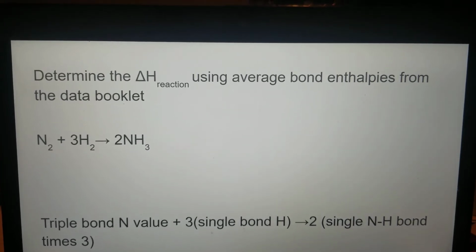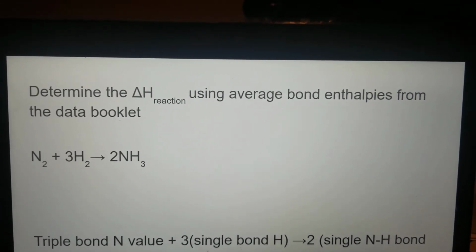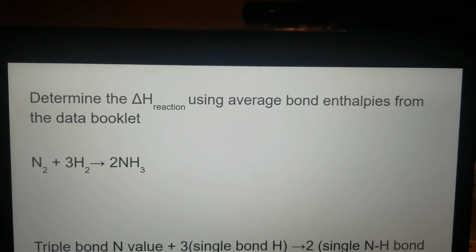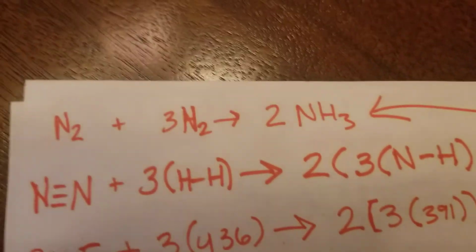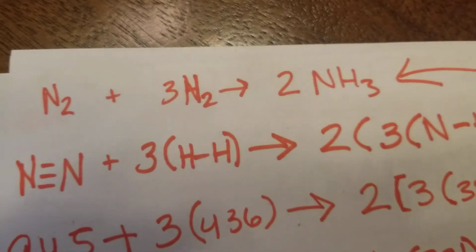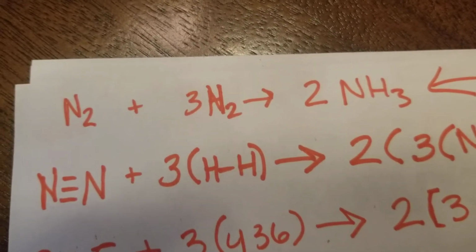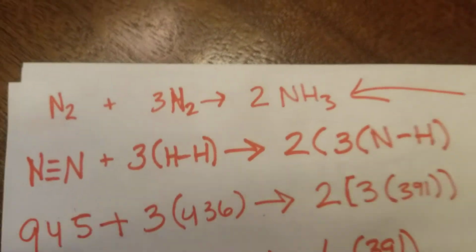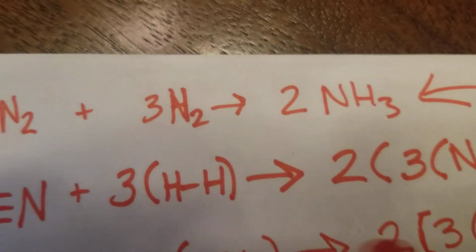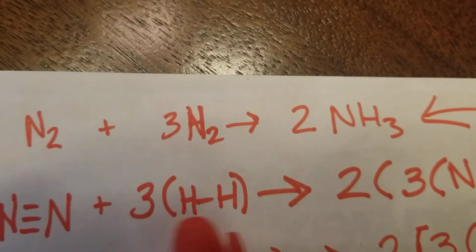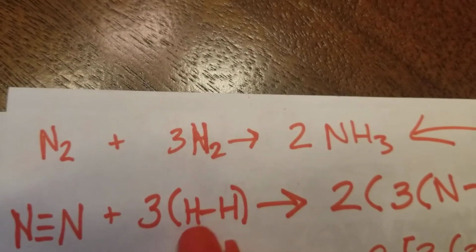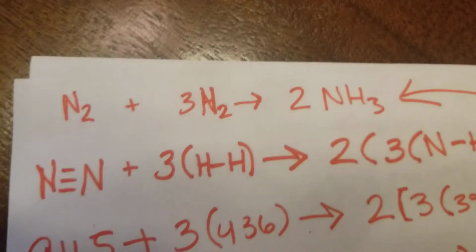Okay, so here we go. So our reaction again, N2 plus 3H2 forms 2 moles of ammonia. Here's how you do that. You have to know the structures. So N2, you have to know that N2 is N triple bond N. 3 moles of H2. You have to know that it's 3 times 3 of those H to H bonds. So H2 is just H single bond H, right?